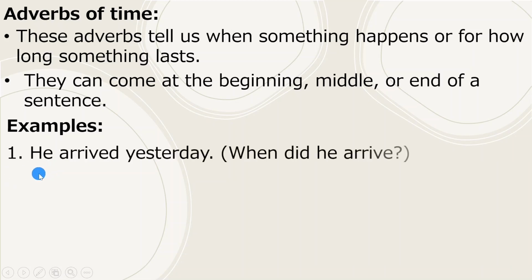So example number one, it says he arrived yesterday. He arrived yesterday. Since these are adverbs of time, the word yesterday is an adverb of time. It is telling us when something happened, like the arriving. When did this person arrive? So he arrived yesterday. Okay.